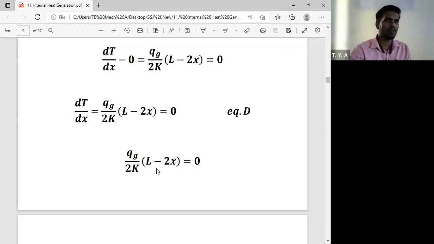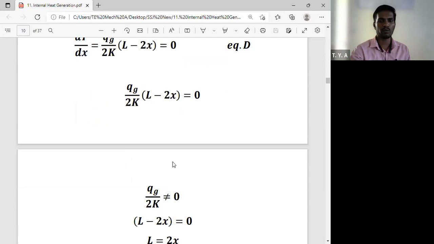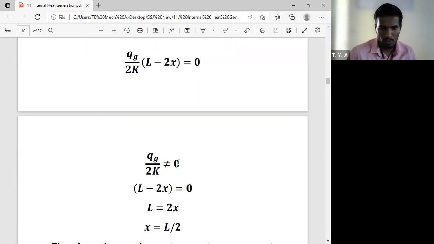So what is the another meaning of that? L minus 2x become 0. qg by 2k ही जर व्हॅल्यू 0 नसेल आणि प्रोडक्ट जर 0 असेल तर कुठली तरी व्हॅल्यू 0 पाहिजे. म्हणजे कुठली व्हॅल्यू 0 असणार आहे? L minus 2x, that bracket becomes 0. Okay, so in that way we have to write down qg by 2k is not equal to 0. So therefore L minus 2x is 0. Okay, qg by 2k is not equal to 0. So therefore we say that L minus 2x, that is 0. Okay, so L minus 2x is equal to 0.